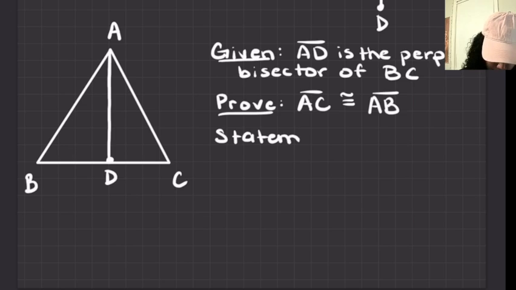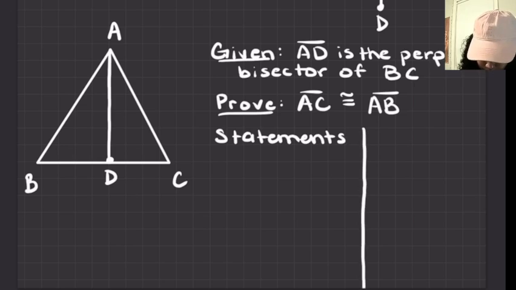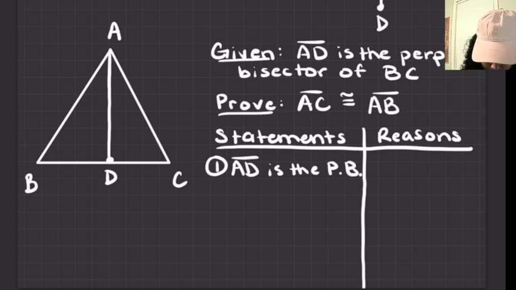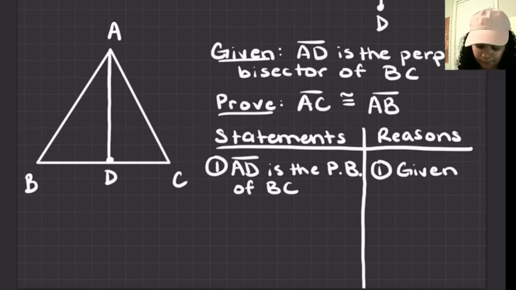So we're going to have some statements and reasons. And this is actually a pretty short 2-column proof. Okay. Statements and reasons. And as always, my first statement is always the given information. So AD is the perpendicular bisector, and I'm going to write PB for short, of BC. And my first reason is because it is given, okay?